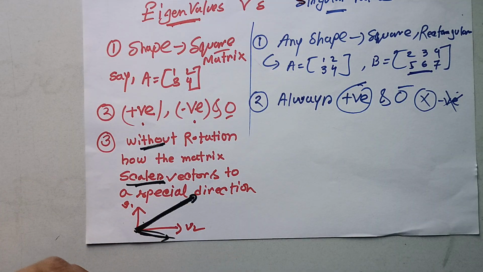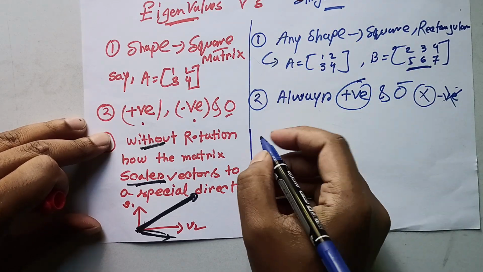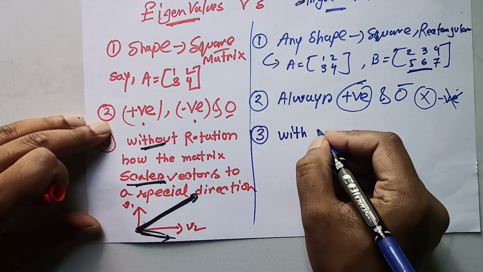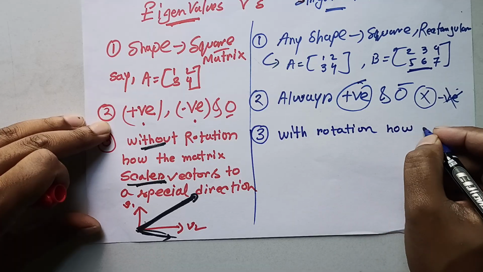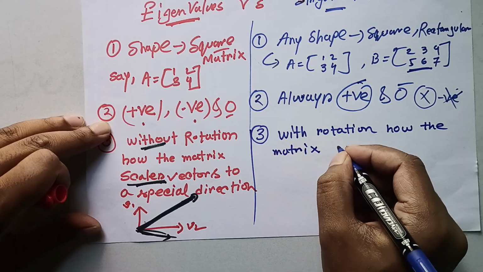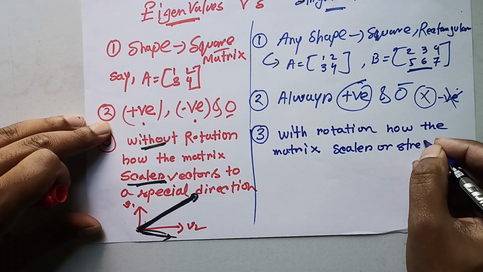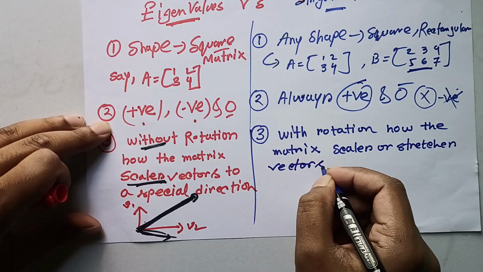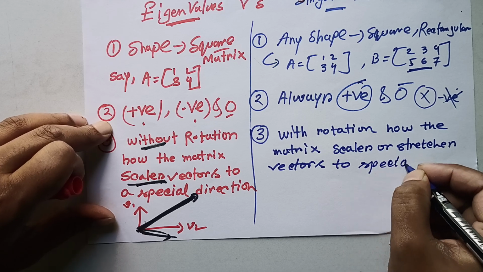Now, what is the meaning of the rotation? You will understand it very easily in this part on singular values: with rotation, how the matrix scales or stretches vectors to a spatial direction.